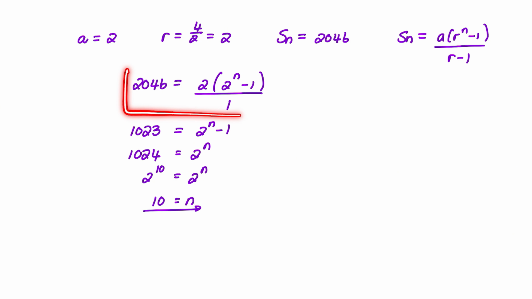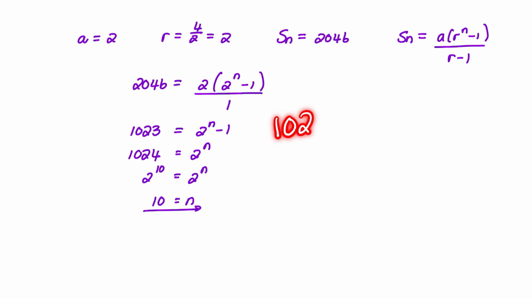So from this step to the next, all I did is divide both sides by 2. So on the right-hand side, if I divide by 2, I'm left with 2 to the power of n minus 1. And on the left-hand side, if I divide by 2, I have 1023. Next, we can move this negative 1 to the right-hand side, and that becomes plus 1. That will lead us to 1024. And now we can rewrite 1024 as 2 to the power of 10.